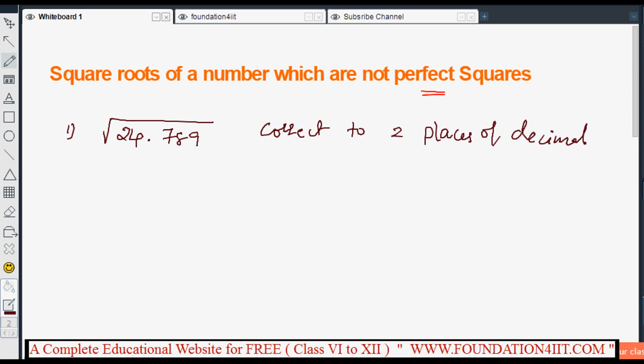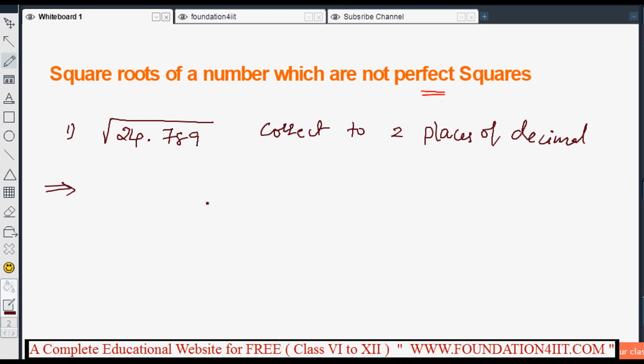We need to find the square root of 24.789 correct to two places of decimals. Here an important notice: if they ask correct to two places of decimal, we shall find it up to three places of decimal and then round it off to two decimal places. So for three decimal places, there should be six places after the point in the question. Let me explain.